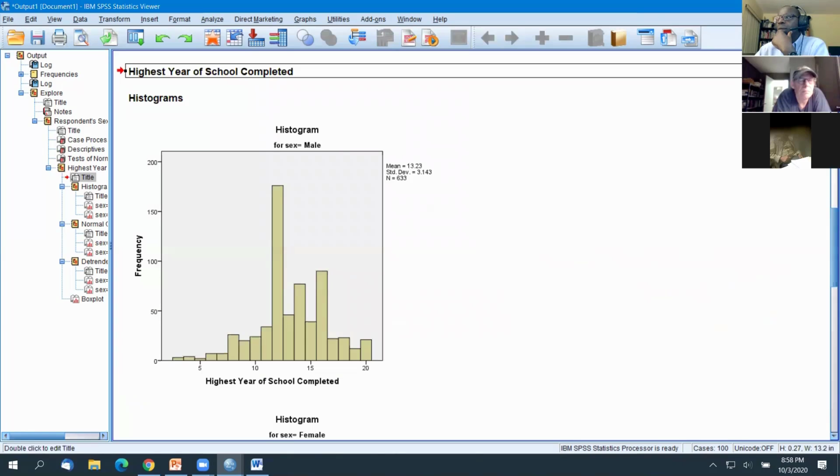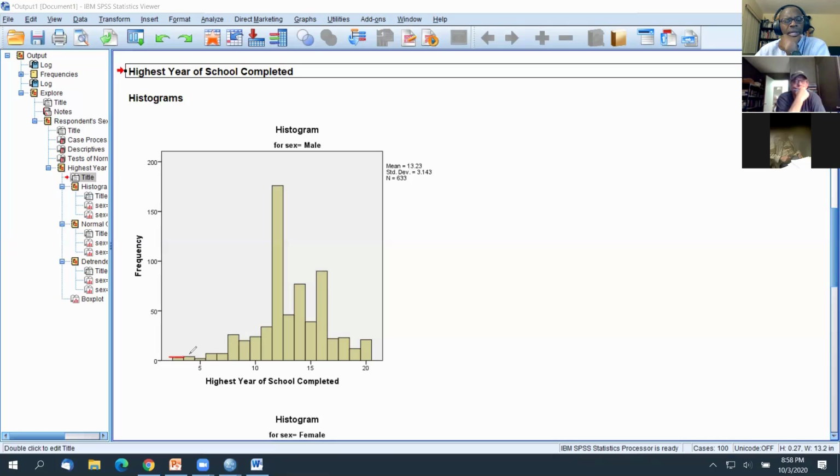So here, the normal distribution, this is the distribution of years of education for males. This is what the normal distribution should look like. It should go up, and then it should come down like this. Now, if you look at this, would you say that the distributions are similar or different? If you think they're different, type in a D. If you think they're similar, type in an S.